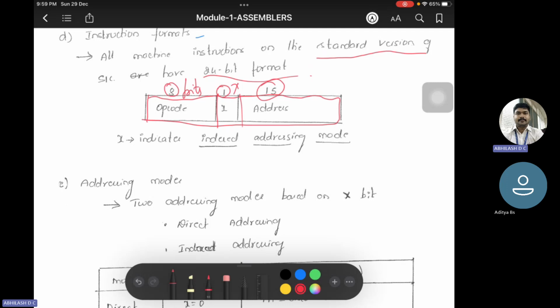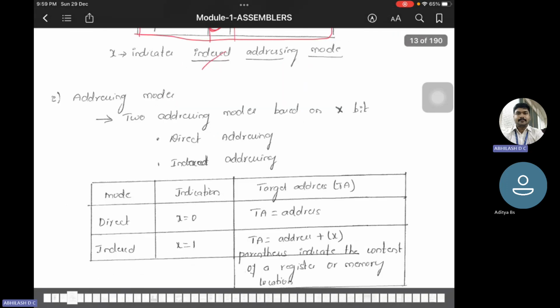The address is of 15 bits. We saw that we have 15 address lines previously, right? So 15 bits are used to store the addresses. If X is highlighted, then it is index addressing mode. If not, it is just normal addressing mode. So we have certain types of addressing modes.